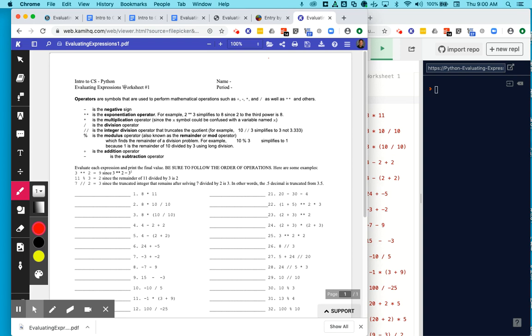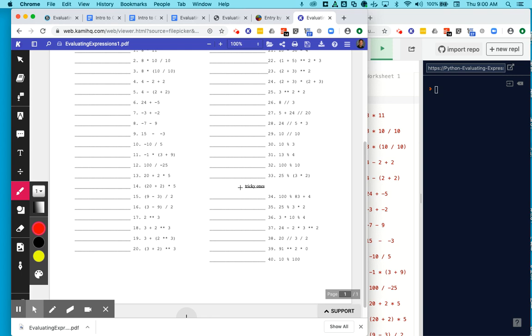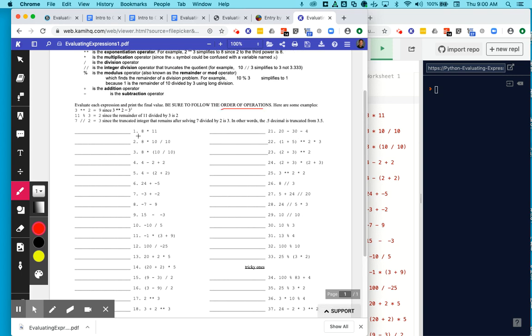Systematic helping students with this worksheet, evaluating expressions worksheet 1. Read the directions, make sure you're clear on the order of operations. That may affect some of your final answers, especially on the tricky ones down below. Number 1 is so easy, you should be able to do that in your head. 8 times 11, print the answer neatly there on that line.